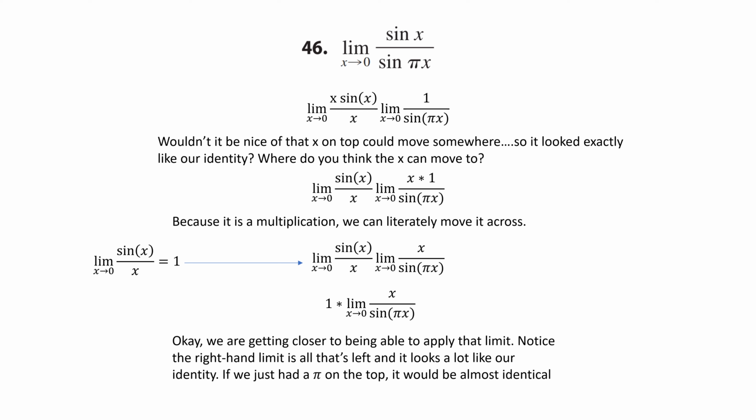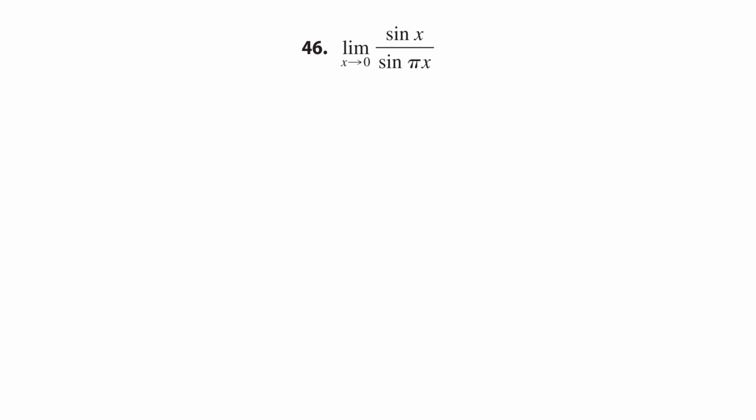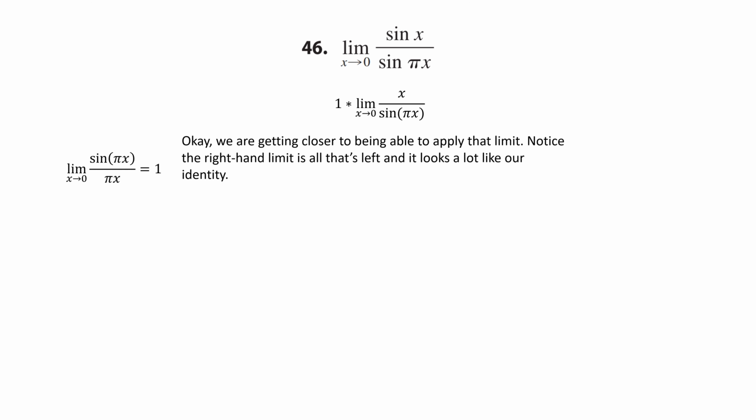Now the question is, can we direct substitute into that second limit? No, it gives you 0 over 0 and it's undefined. However, we're getting closer to what we want. If we just had a pi on the top, it would be almost identical to our limit. Now, our limit that we established earlier is this one here, and if you notice what's different, there's a pi on the top and it's also flipped upside down. So we have to deal with those two issues.